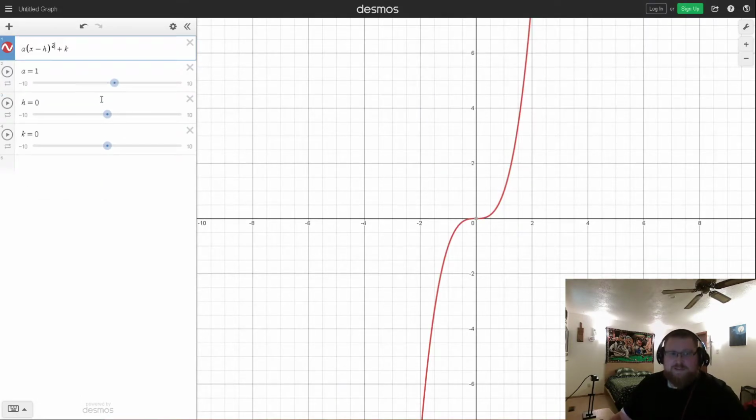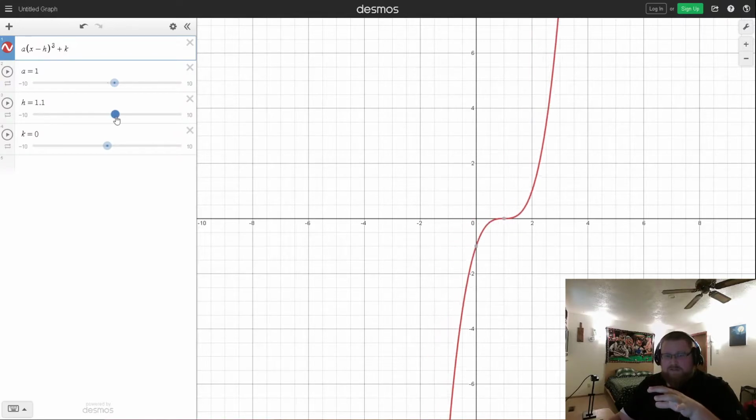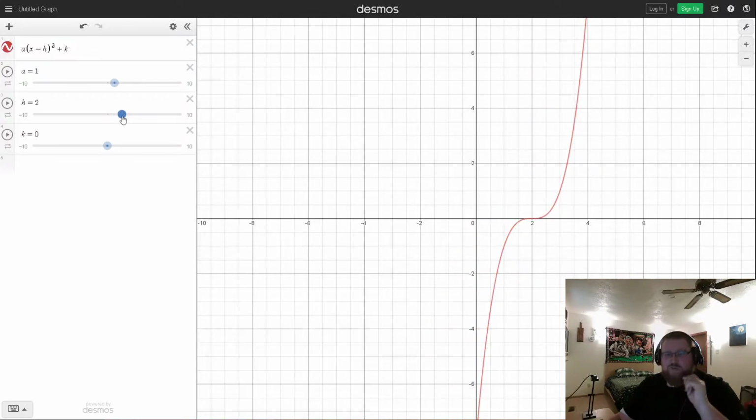I'm going to make it cubed. Okay. So now, if I take this h value and move it, it should change either left or right. And it will always change predictably, because if I make h x minus a number, it's going to move it, so x minus 2 moves it to the right. Remember, you have to think about where the formula is. It's x minus this number. So this would be x minus 2. Notice it took my graph and it just moved it 2 units to the right.